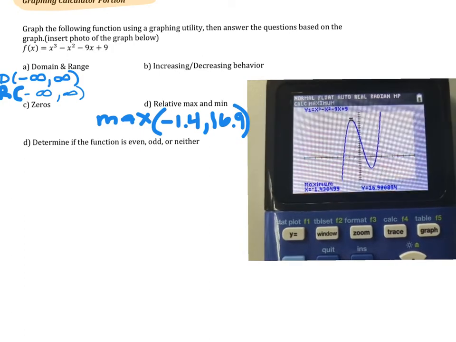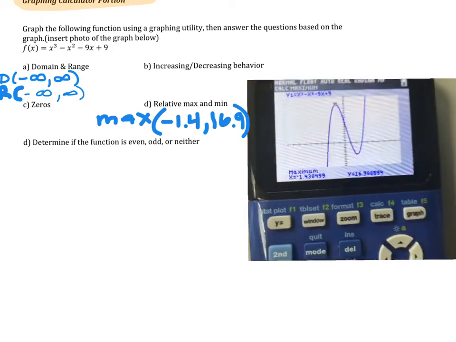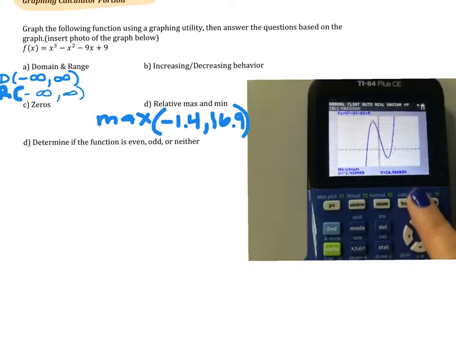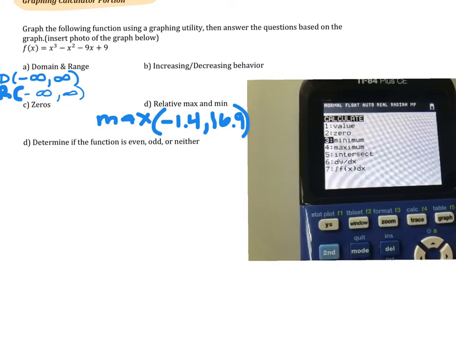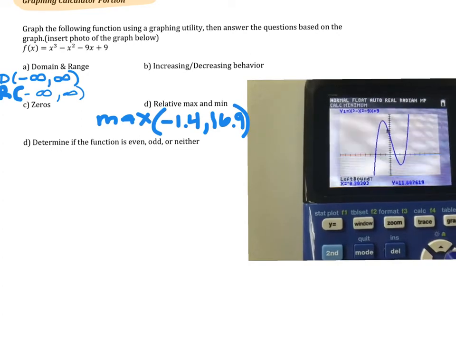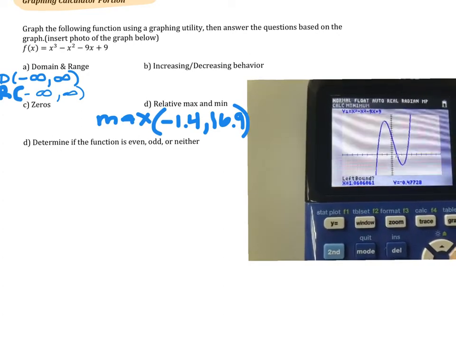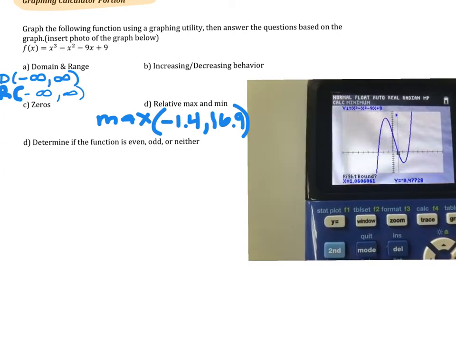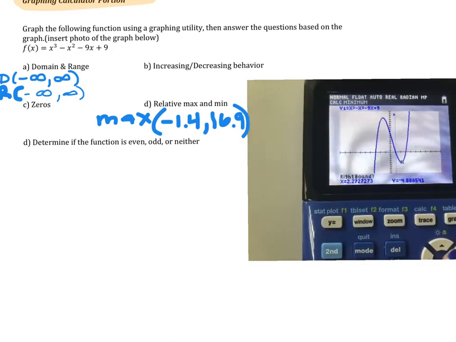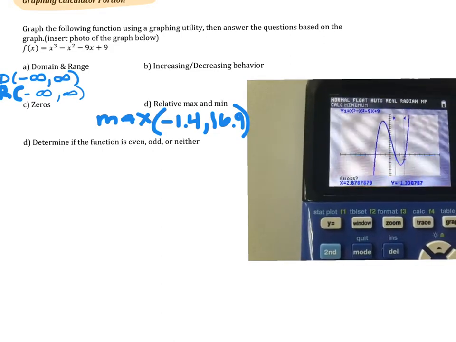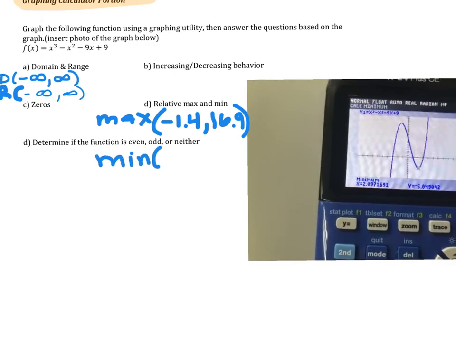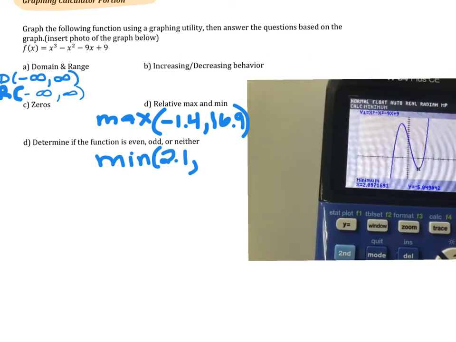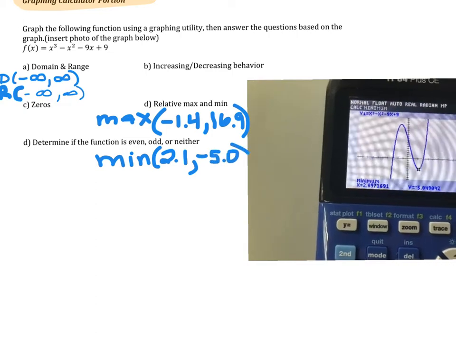Are we good on max? Yes? Now I need to do the same thing for my min. So second trace gets me back to my calc menu. I now want my minimum, which is 3. This time I go left of my minimum, so I'm scrolling down. I actually could have put it all the way at the top. Doesn't matter, as long as it's left of it. And then come past it, go right of it, guess, yes, hit enter. And my min is 2.1 and negative 5.0.